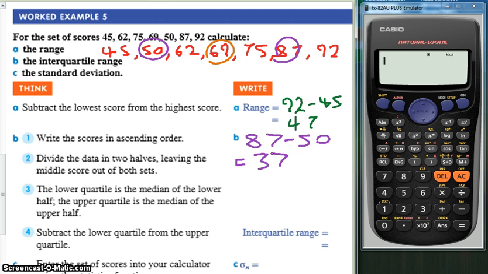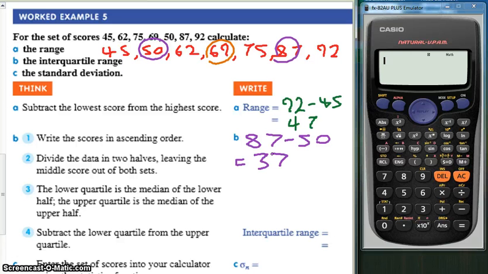Now, because you've got an odd number of scores, it makes it really easy. Okay? Because we take the median. Now, if we had an even number of scores, you'd have to add the two together and find the average. But then those two that you added together would still be part of the lower quartile and the upper quartile. Because you haven't used them. In this case, we've used 69. It is our median. So we don't use it when we're finding the interquartile range.